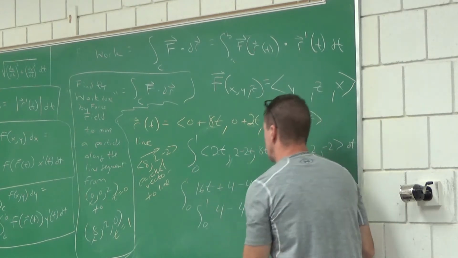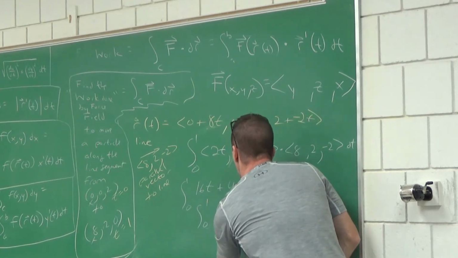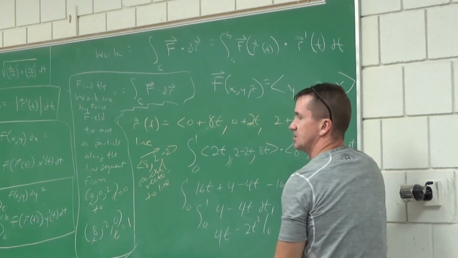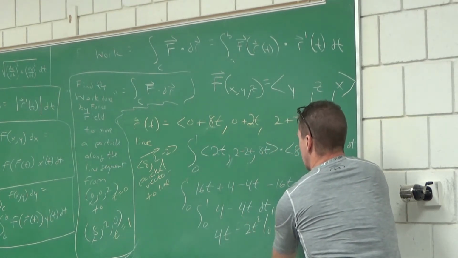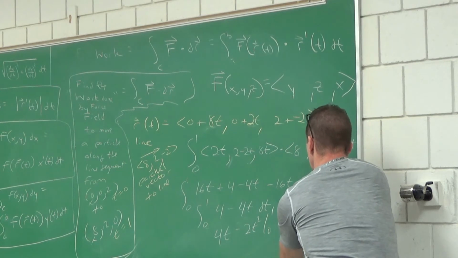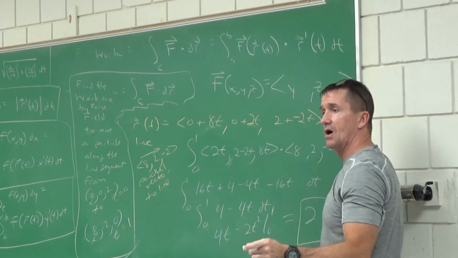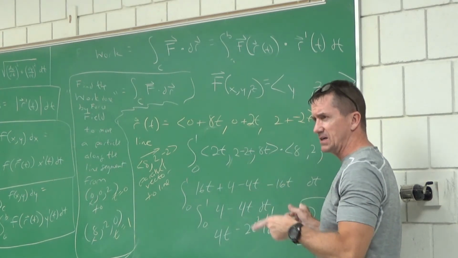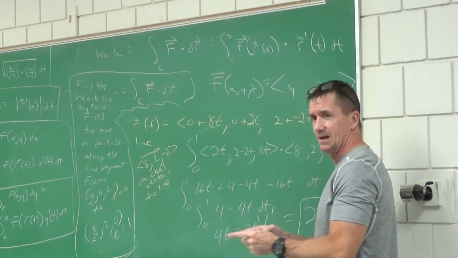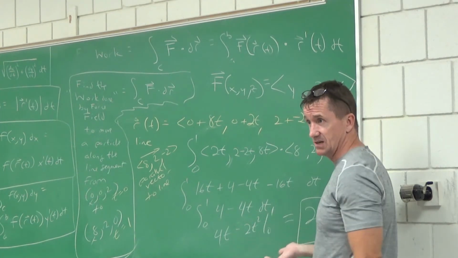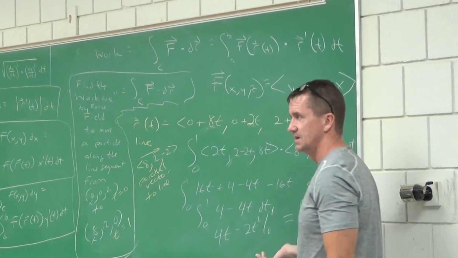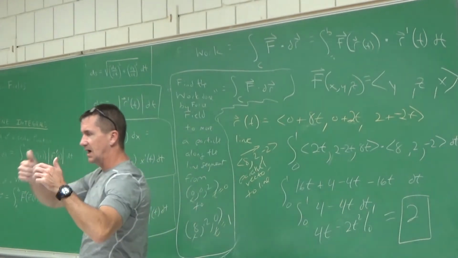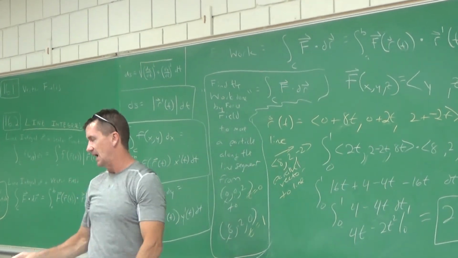All right, what's that integral? What's 4t minus 2t squared? What's the work done along that path? 2. So it appears, everyone, that along that path, most of the vectors in that vector field were going at least in the same direction as the path. Cool. And that's it. Super job. Great, great.